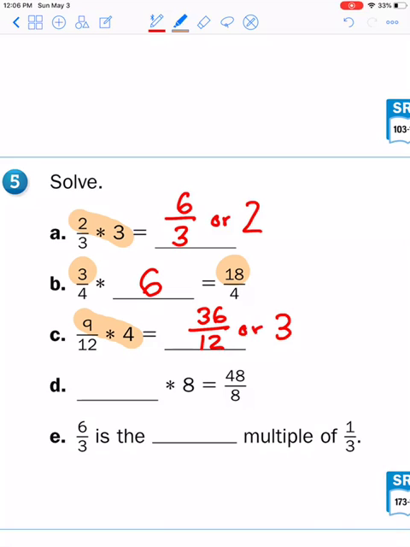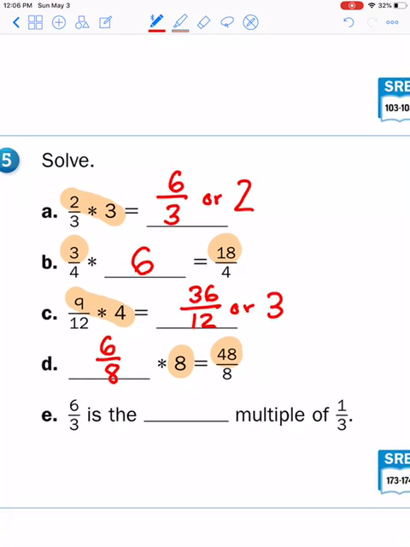Okay, 8 times what would give you 48? And I know it's got to be a fraction. So 6 times 8 gives us 48, and my denominator doesn't change. It's going to stay eighths.